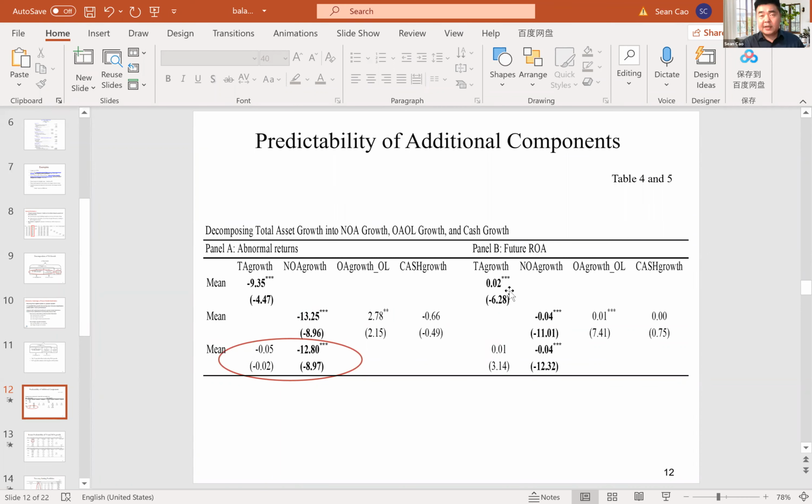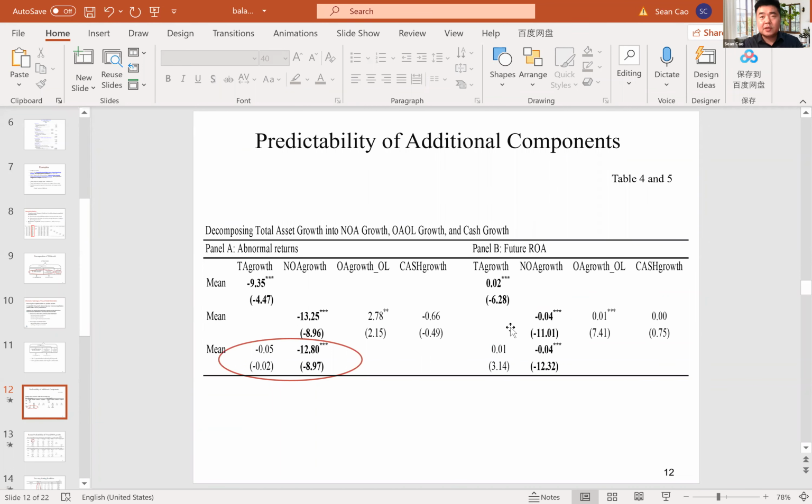And the reason is, like I explained before, the NOA growth is purely financed by the investors and the bank loans, versus total asset growth which has a good component and a bad component. So that's why the NOA growth can predict future negative returns and earnings more strongly, with 4 cents and a higher t-stat, versus total asset growth with 2 cents and a smaller t-stat. I hope that's clear. This is the project you are doing.